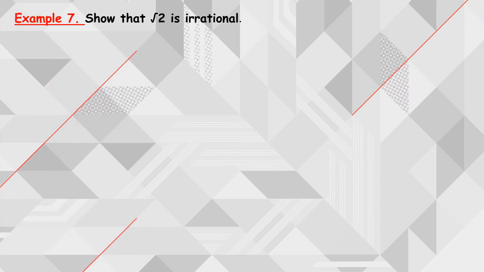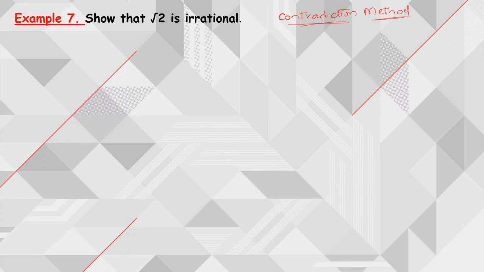So this is nothing but the most important models in your textbook, which will be often asked in your board examinations. The first one is: show that root 2 is irrational. Now this particular method is called the contradiction method. So we are going to follow the contradiction method, and using it we are going to prove that root 2 is irrational.